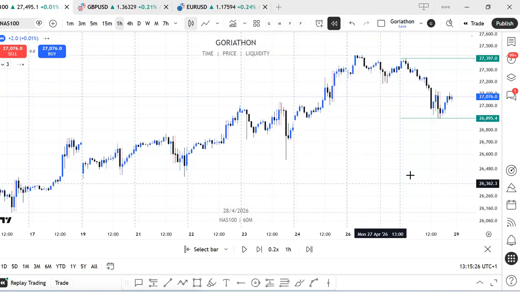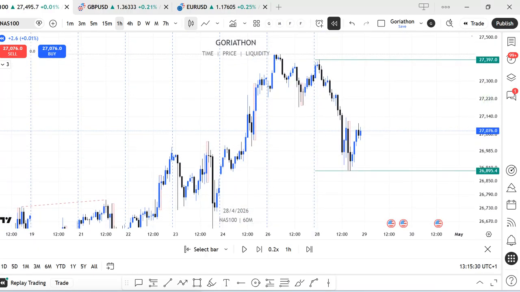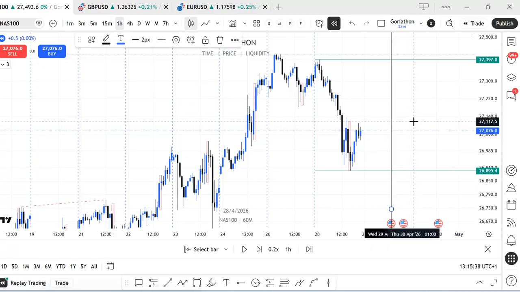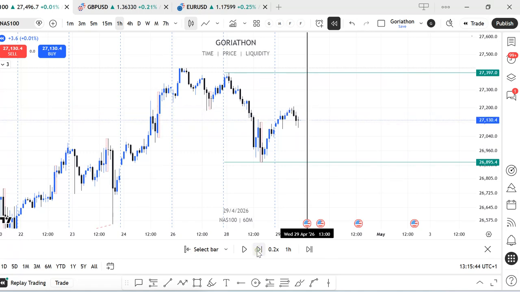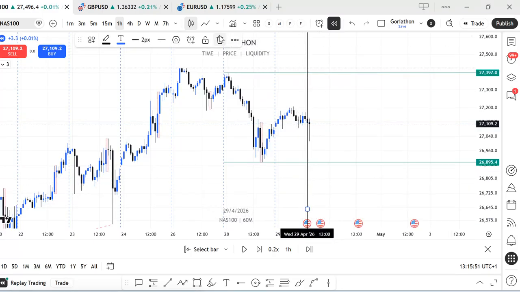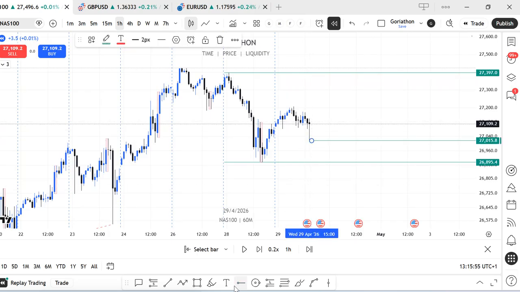Switch to 1 hour again, and then you mark this one, and then you're waiting for basically the 1 p.m. high and low. Fine. That's when the 1 p.m. high and low happens. Now you mark the 1 p.m. candle high and low.